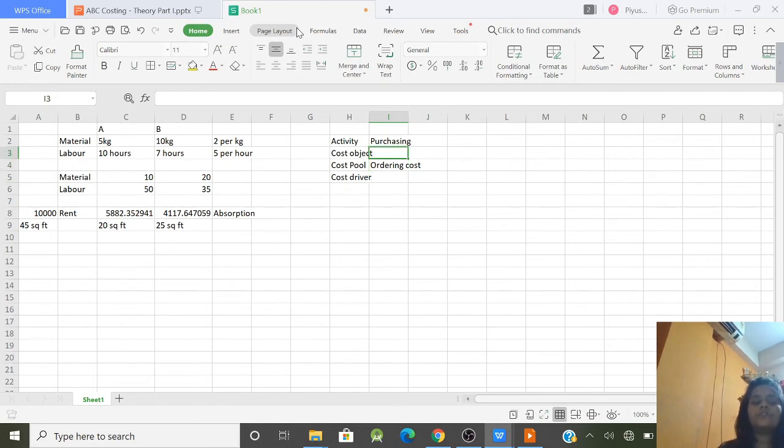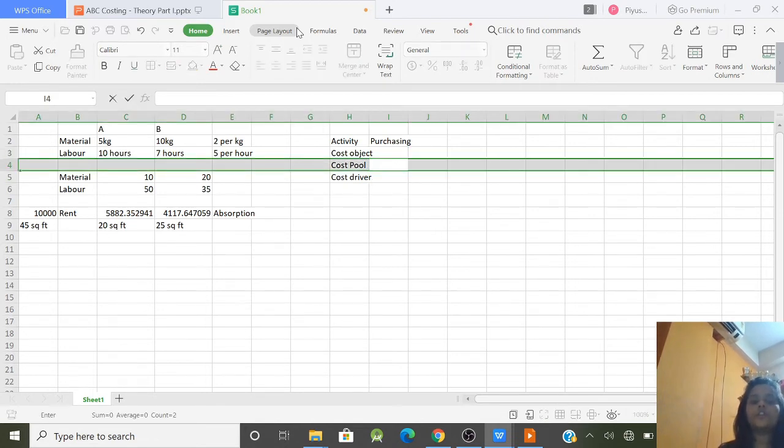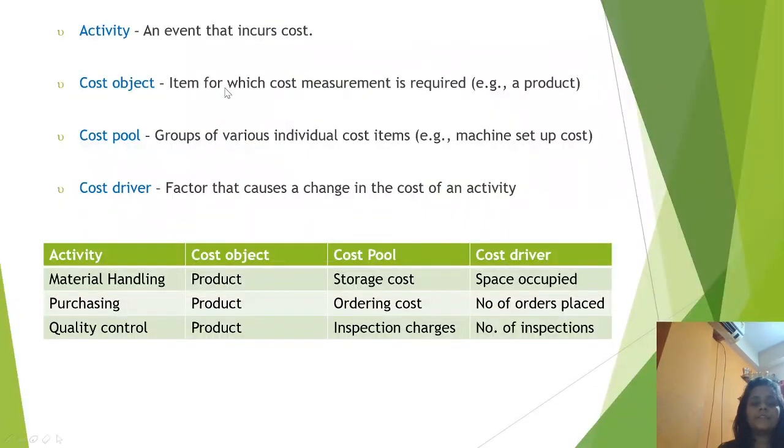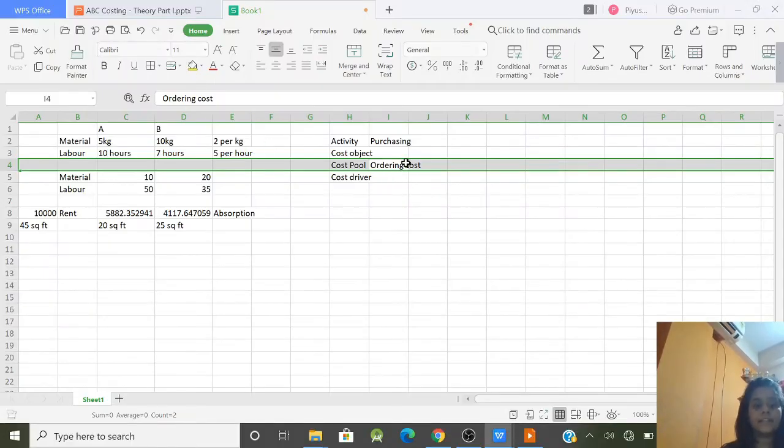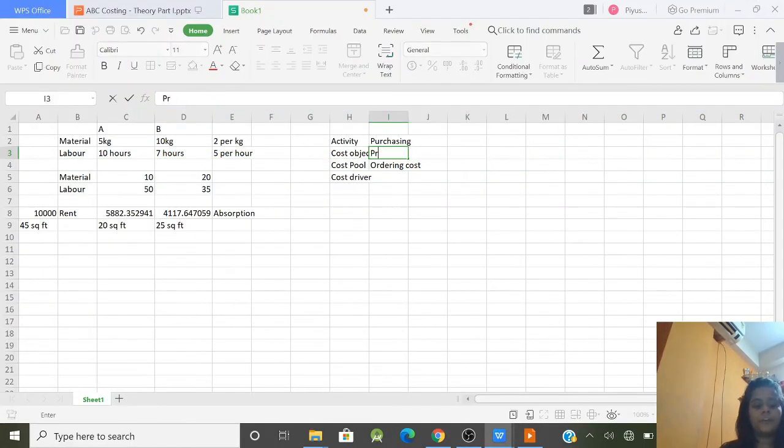Next is this ordering cost will be the cost pool. That is the group of various individual cost items. Next is the cost object. That is the item for which cost measurement is required. In this case, the cost objects are products A and B.